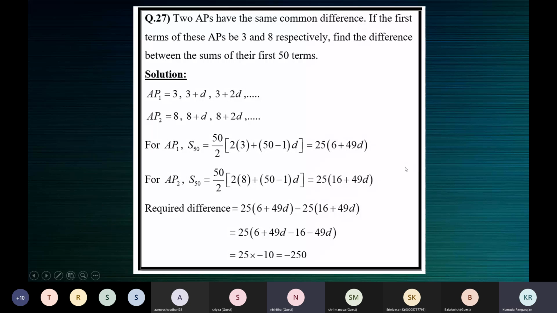Okay, so we find the sum to 50 terms of the two APs and then we need to find the difference. That's the question. Find the difference between the sums of their first 50 terms. So find S50 for the first AP, S50 for the second AP, and find the difference between the two.